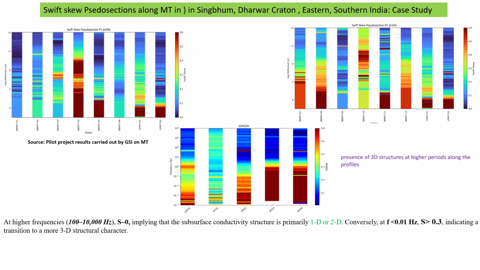So it is 1D or 2D, but conversely, below 0.01 hertz, the dimensionality indicator is greater than or equal to 0.3, which is indicating a transition from 1D or 2D to 3D structural character from the pilot project study. That is the Z skew, the shift skew case, in a pseudo section in a profile.